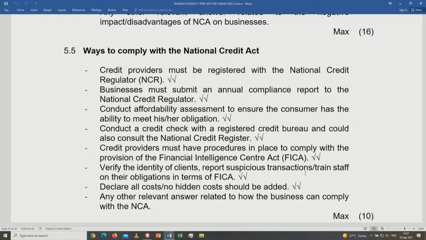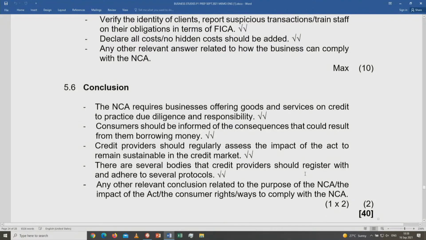They must conduct affordability assessment to ensure the consumers have ability to meet their obligation. 2 marks. If they do that, they are complying. They must conduct credit checks with registered credit bureau and could also consult the National Credit Register, another 2 marks. So you can read through all of this, but you mark to a maximum of 10. That was the last part of the question, and then you come to the conclusion.